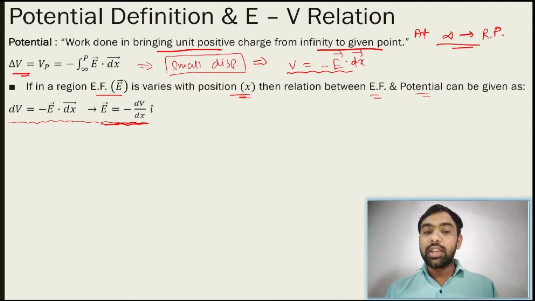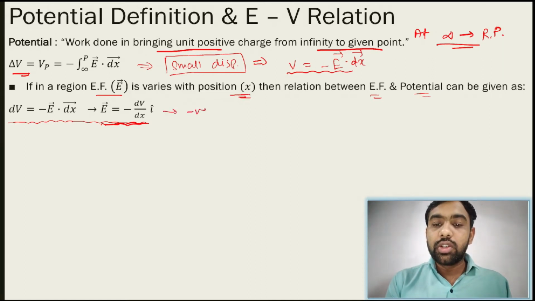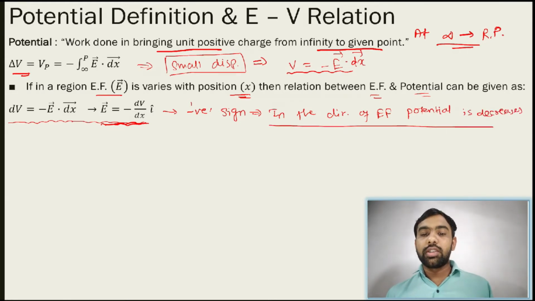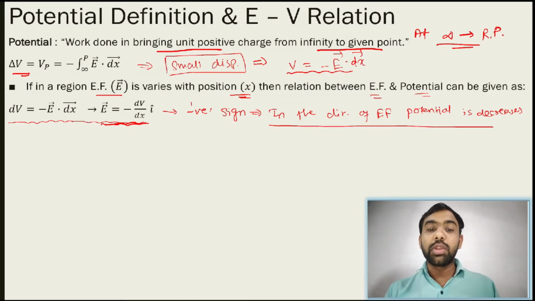And here the negative sign indicates, as we discussed in a previous session, that in the direction of electric field, potential decreases. What does this negative sign indicate? In the direction of electric field, potential decreases, and we will discuss this in detail later. Right now we are not discussing it, but you must note it.